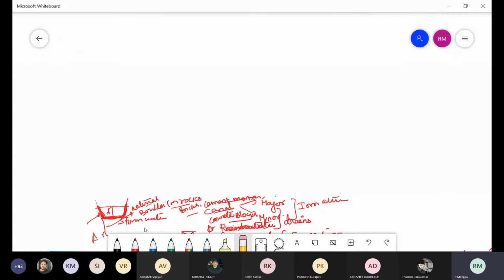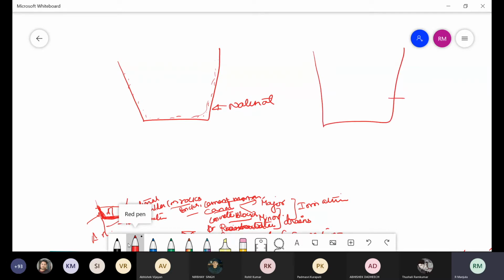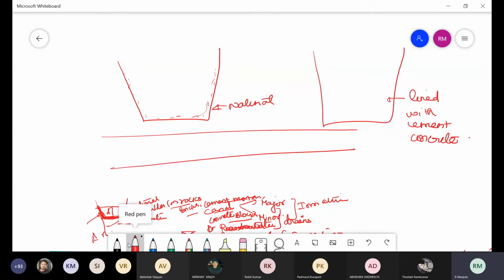Okay, so I have two channels here. One channel is a natural channel or natural canal, maybe with whatever local earthen material is available. The other channel is lined with cement concrete. Okay, this is the plan of this channel. Suppose sections 1 and 2.